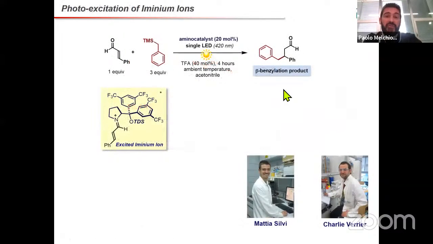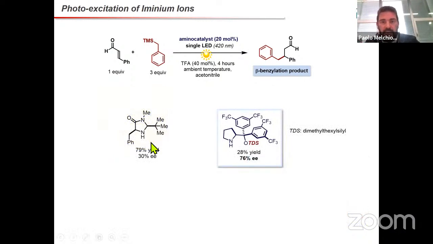So we found a model reaction to test the feasibility of the excitation of iminium ions. Mixing together cinnamaldehyde, benzyl silane in the presence of a chiral amine, because we want to generate the iminium ion. And then the most important of the reagents, we use a purple LED for the selective excitation of the iminium ion. In the dark, this process is not possible for the simple reason that the organic silane is not nucleophilic enough to attack this position of the electrophilic iminium ion. So we used commercially available catalysts, and the initial results were interesting because these catalysts afforded very good chemical yield with low stereoselectivity. Again, no light, no reaction at all.